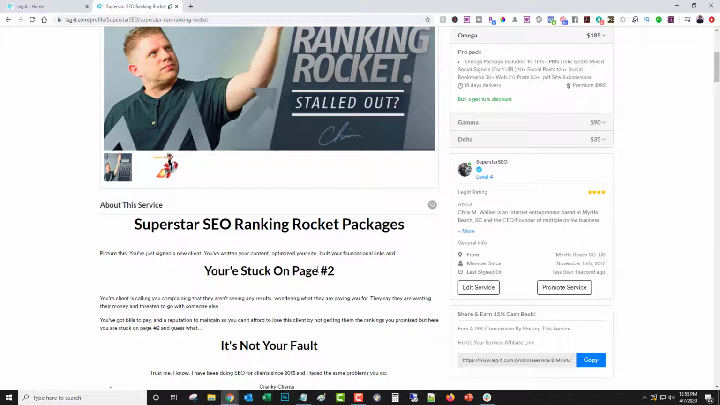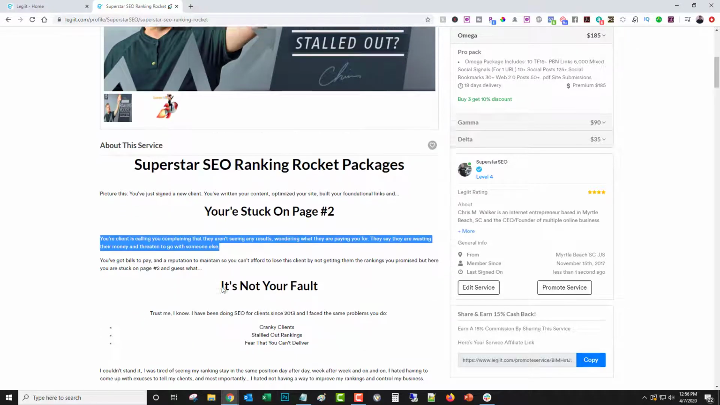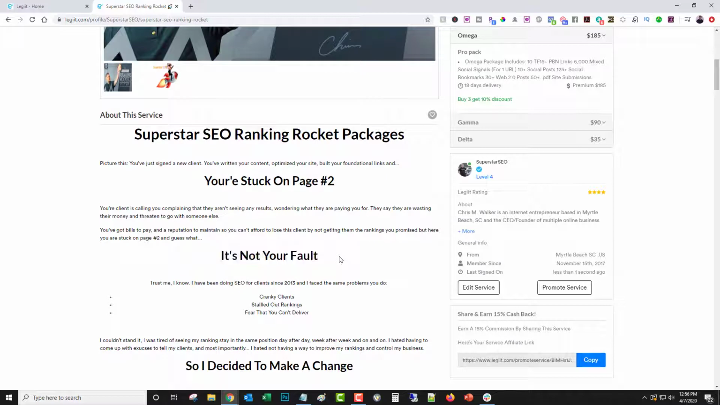We identified the problem up here. You're stuck on page 2. And then we agitated it by showing what's happening to them because they're stuck on page 2 and what is going to happen to them if they don't solve this problem. Then the next line is, "It's not your fault." That's very powerful, because people want to buy a solution, and if they feel like they're the problem, it won't help. But if they feel like the problem is beyond their control, but you can solve it for them, then you're more likely to convert.